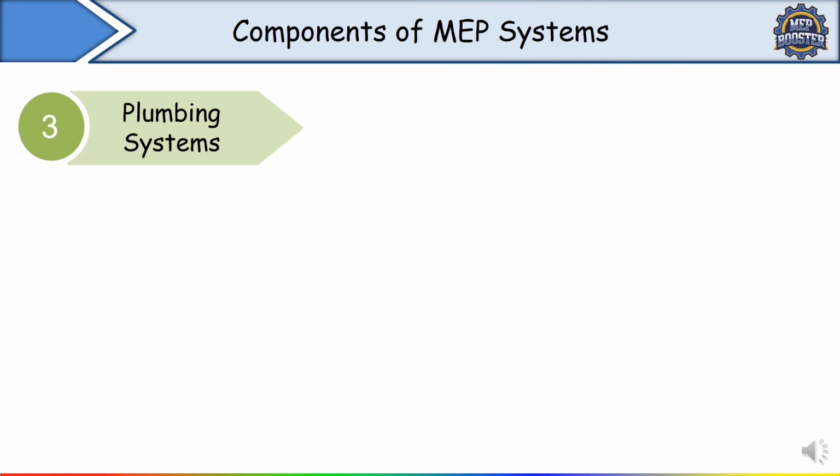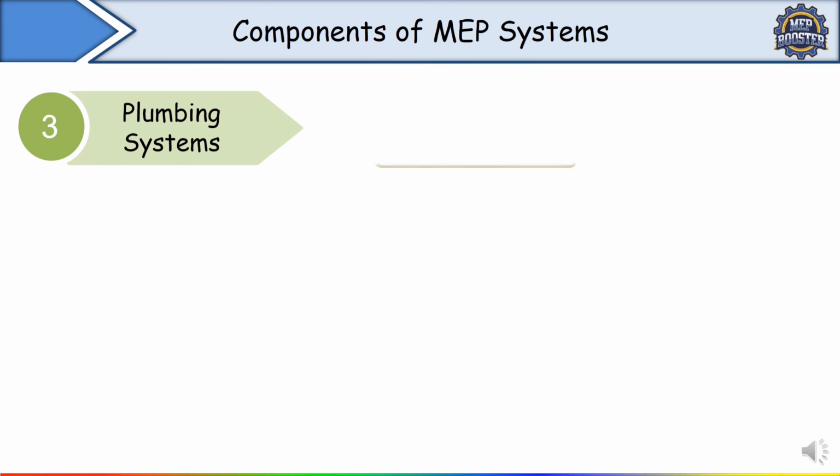Now let's see the third component of the MEP system, the plumbing system. All of you know the plumbing system in a building consists of the infrastructure and components responsible for transporting water in and out of the property. So let's see here some components of the plumbing system.